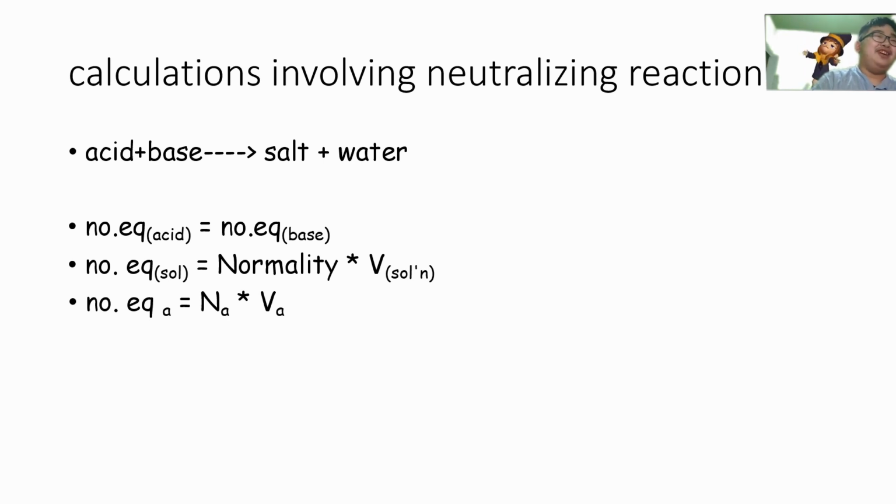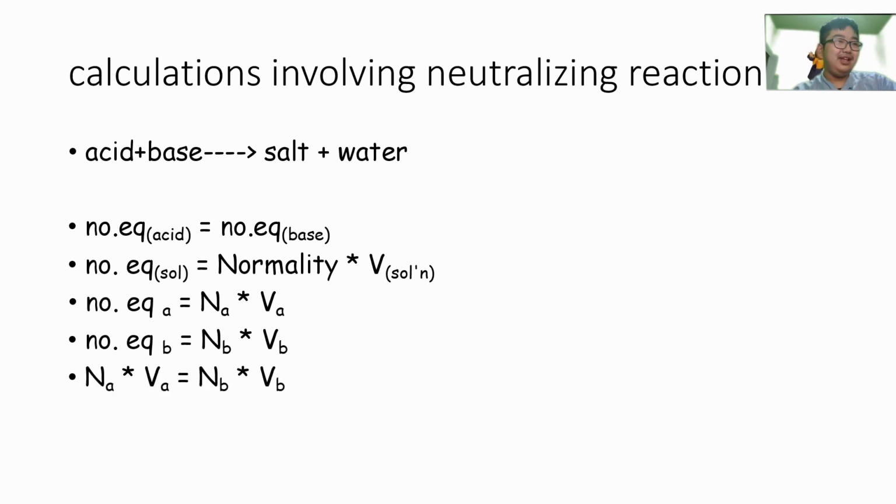Number of equivalents of the acid equals the normality of the acid multiplied by the volume of the acid. Number of equivalents of the base equals the normality of the base multiplied by the volume of the base. If you have basic common sense, you get that.